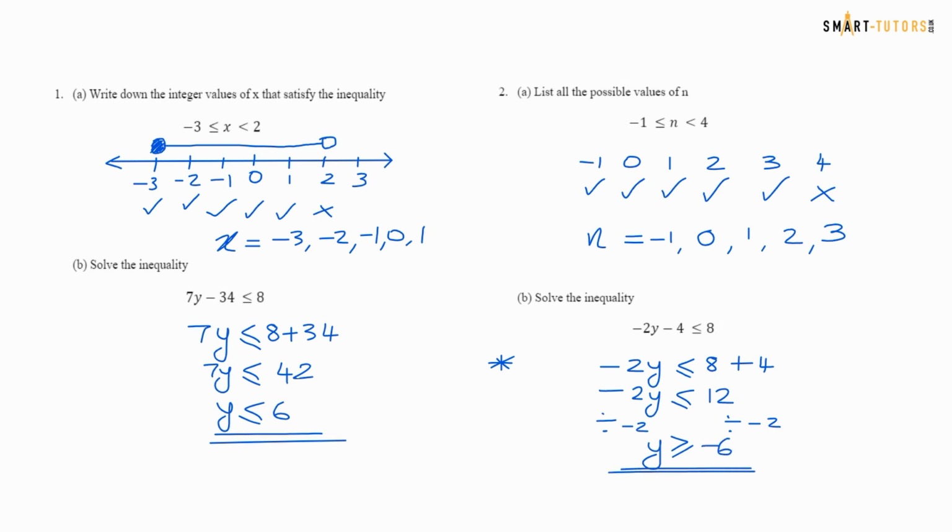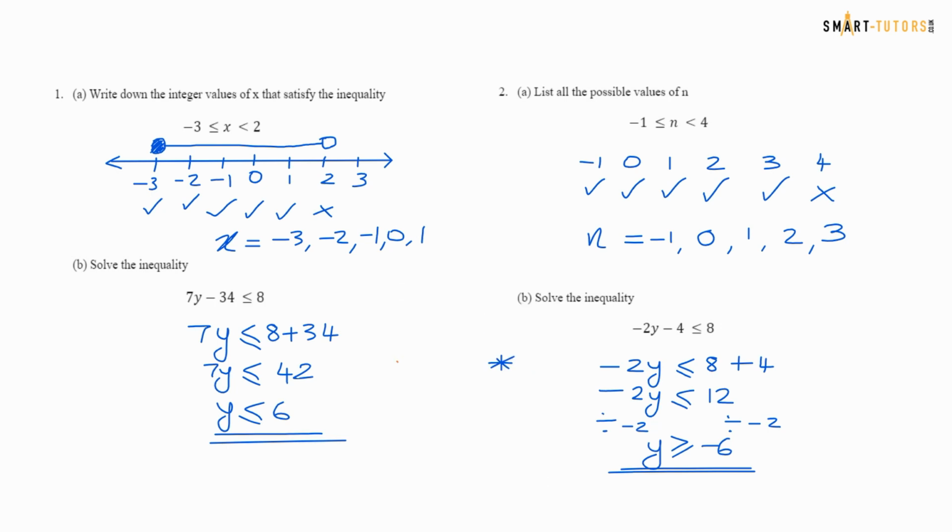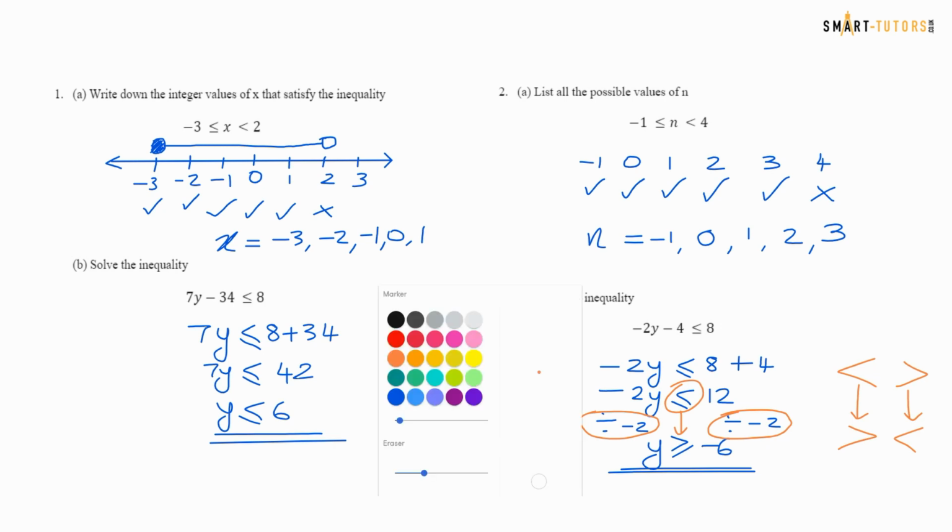So this is the, let me mark it in orange color. When you divide by a negative number or multiply by a negative number, the inequality sign will change to the opposite. So less than or equal to changes to greater than or equal to, and greater than will change to less than. So that is the only theory.